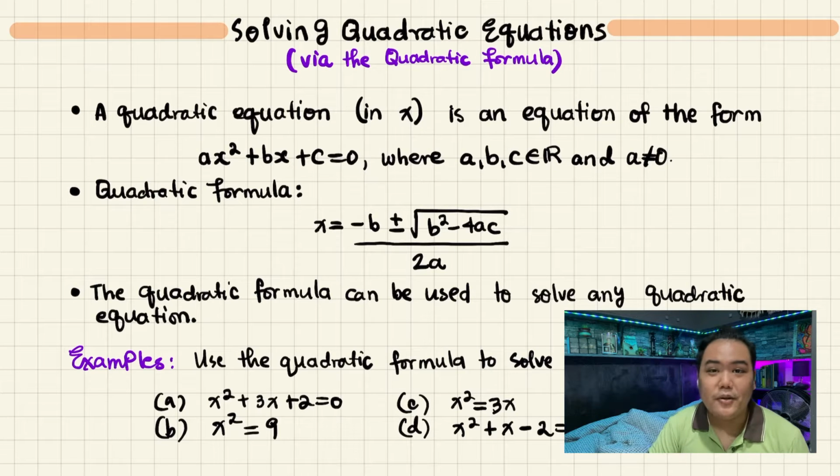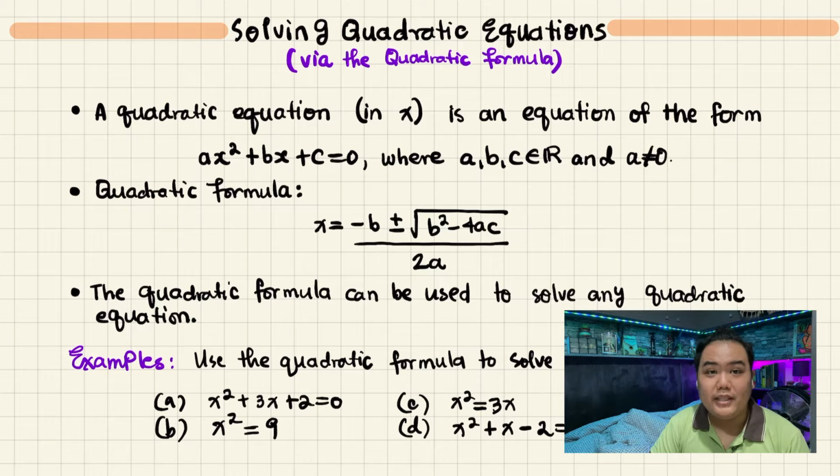Okay, let me just remind you again what a quadratic equation in X is. A quadratic equation in X is an equation of the form ax squared plus bx plus c equal to 0 where a, b, c are real numbers and a is not 0. Lagi kong ipapaalala sa inyo na a is not 0 because if a is 0, linear equation na lang siya.